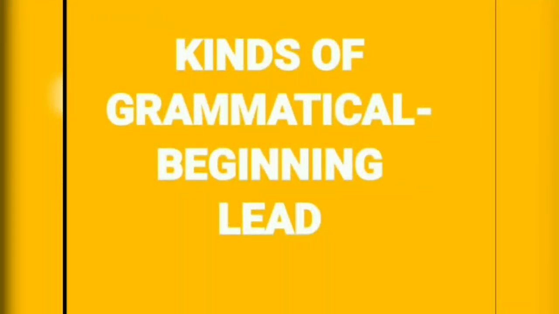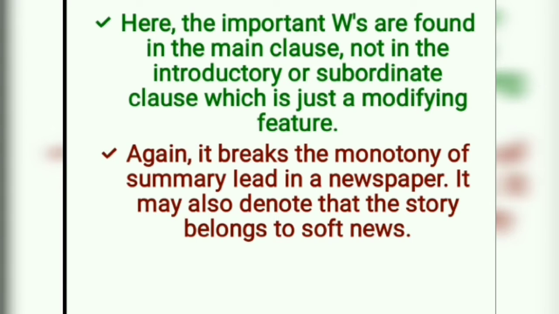So next, here we go with the kinds of grammatical beginning lead. There are times where the lead is introduced by a kind of grammatical form, usually a phrase or a clause used to emphasize a feature. Here the important W's are found in the main clause, not in the introductory or subordinate clause, which is just a modifying feature. Again, it breaks the monotony of summary lead in a newspaper, and it may also denote that the story belongs to soft news.